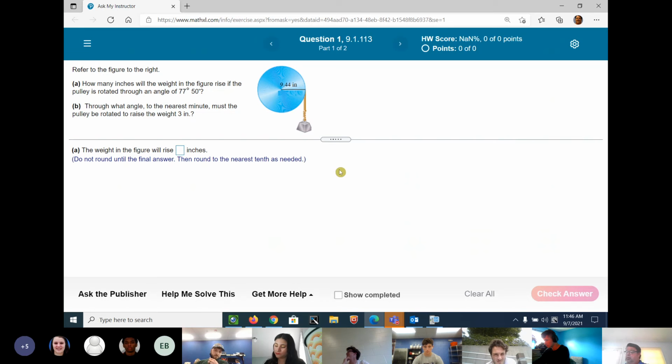So we've got a circle with a radius of 9.44 inches. And we're going to turn it 77 degrees, 50 minutes, and we want to know what S comes out to be. So go ahead and do A and B. For B, we want 3 inches, and we want the angle, theta.